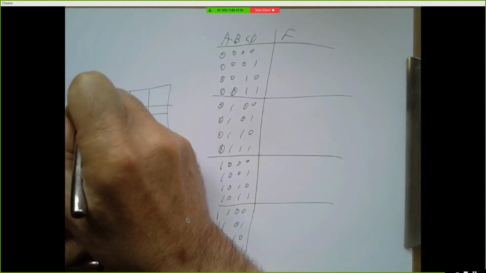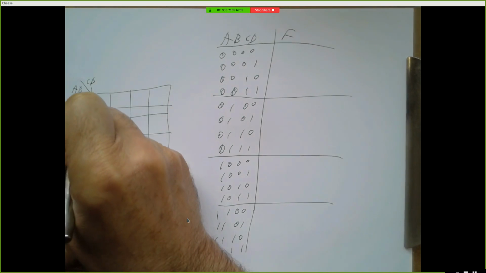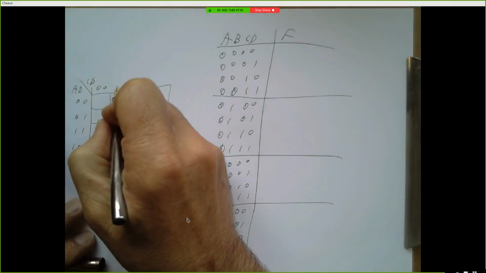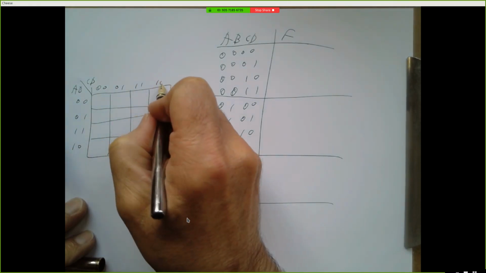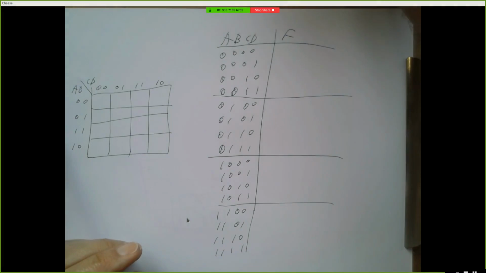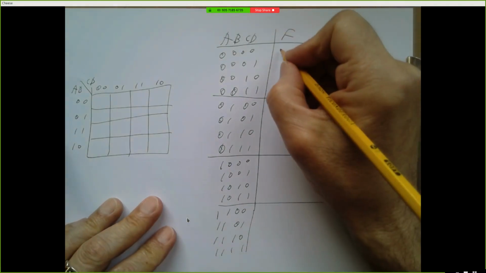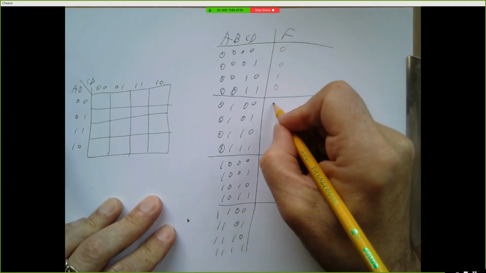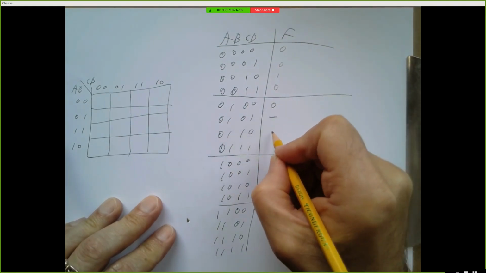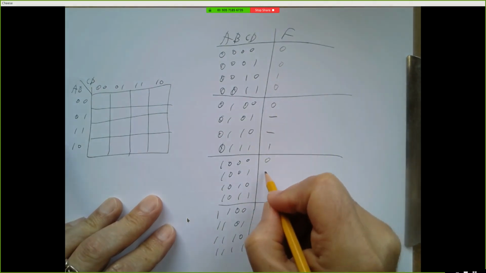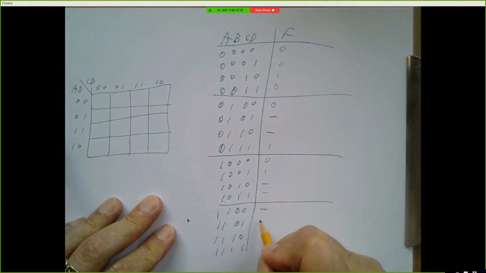So here's A, B, here's C, D. And always number your edges. If you try to do it in your head, there's a better chance you'll forget about the special ordering. Okay, so let's fill in some values here. 0, 0, 1, 0, 0, dash, 1, 0, 1, and let's say we don't care about any of these.